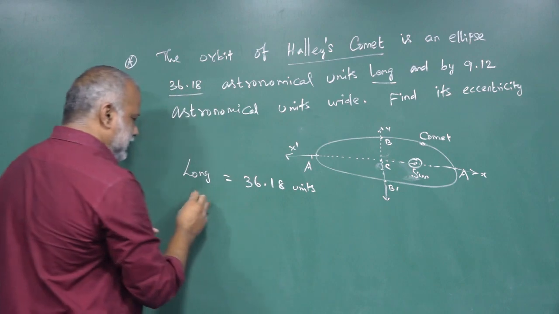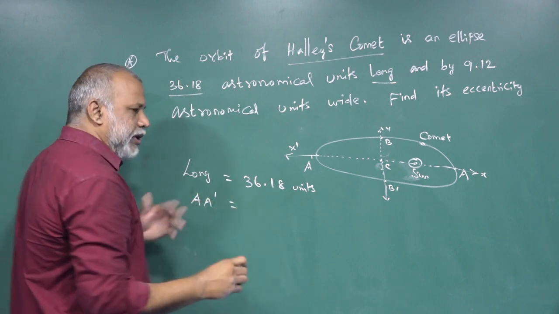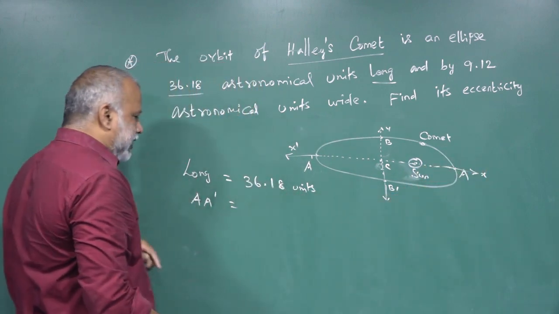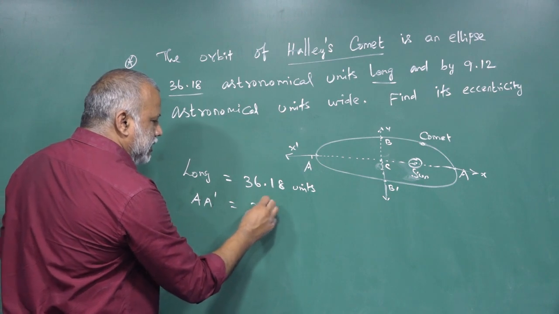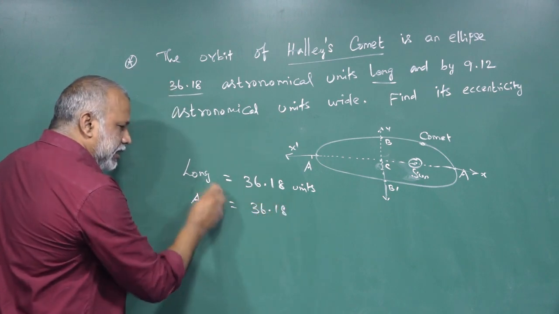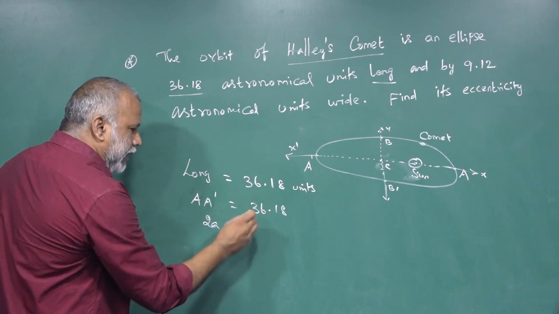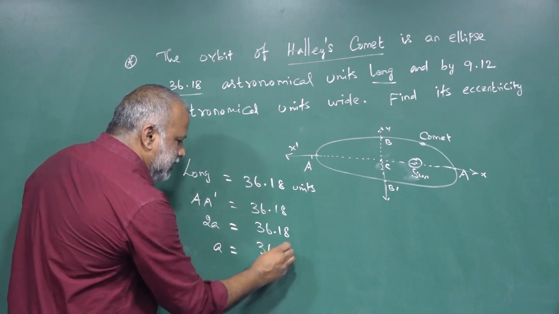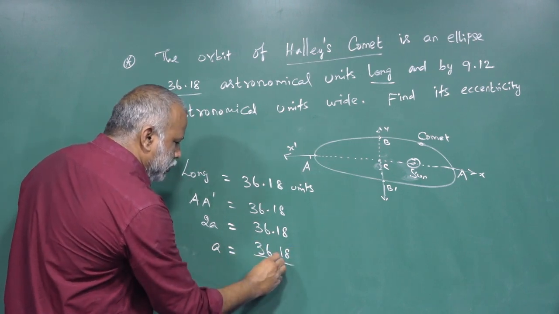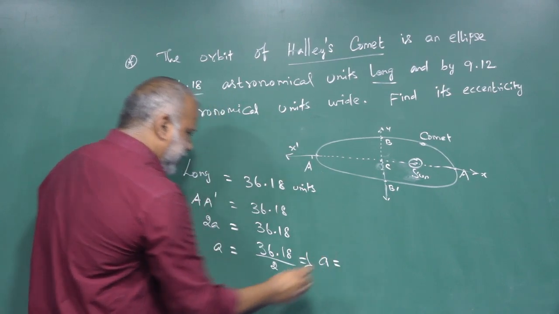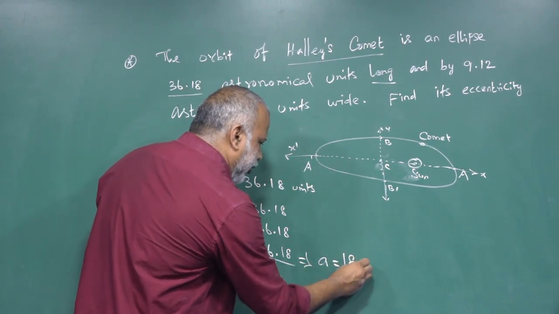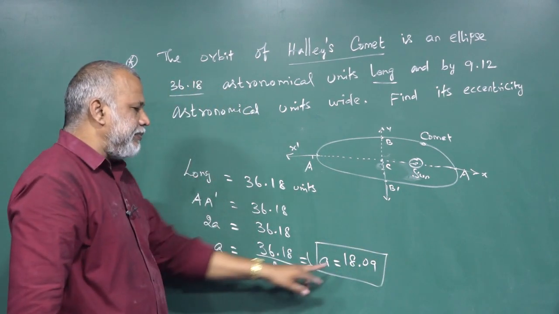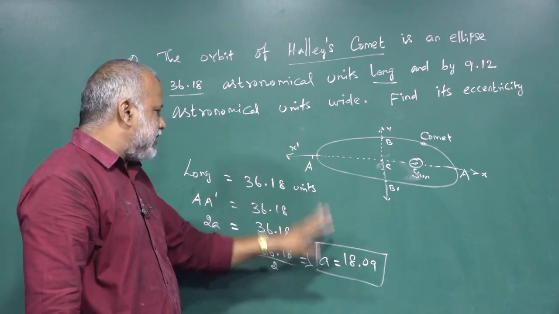This is the longest, that is nothing but in your ellipse the major axis, the length of the major axis. A dash equal to 36.18. We already derived that A dash equal to 2A. 2A equal to 36.18. Therefore A equal to 36.18 divided by 2, so A equal to 18.09. So the value of A equal to 18.09. This is the first information.